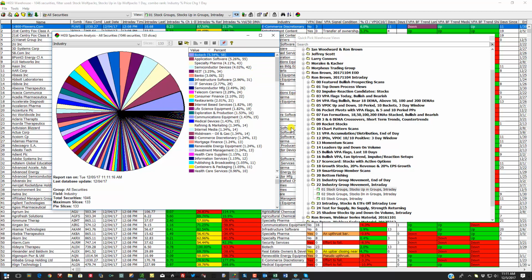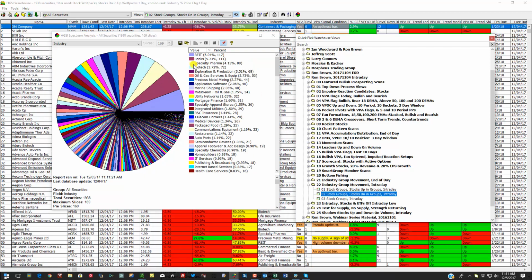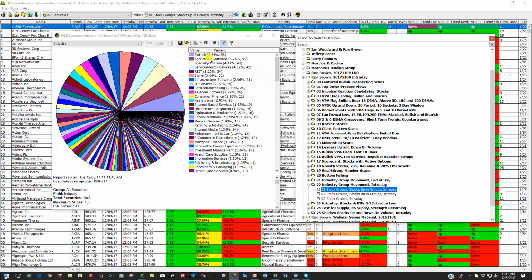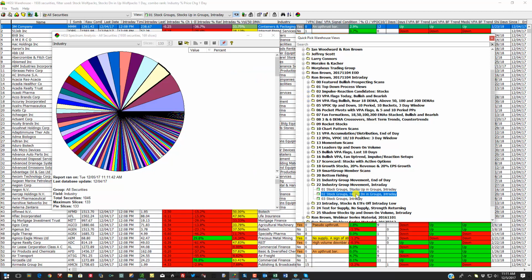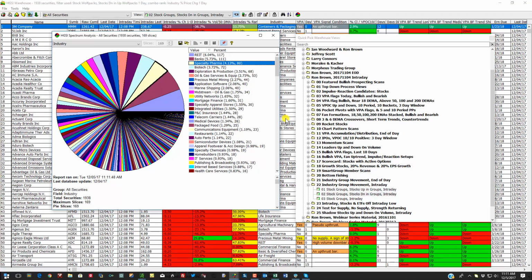Let's take a look at the biotechs. That's a huge group. 5.5% are up and 3.72% are down. So once again, I can tell that there is more buying pressure in the group than there is selling pressure. On the downside, specialty pharma is 4.13%. Let's see if we can find it on the upside. Specialty pharma, 4.11%, compared to 4.13%. So pretty mixed groups.